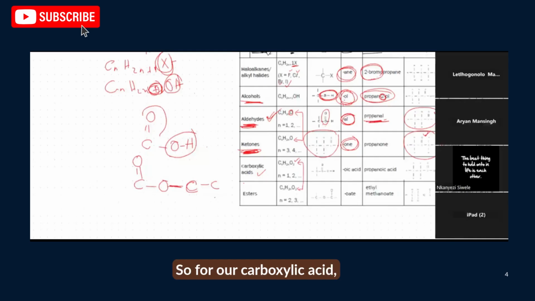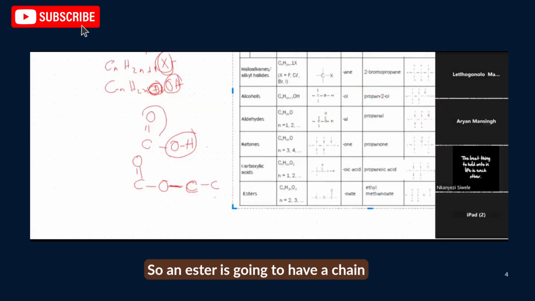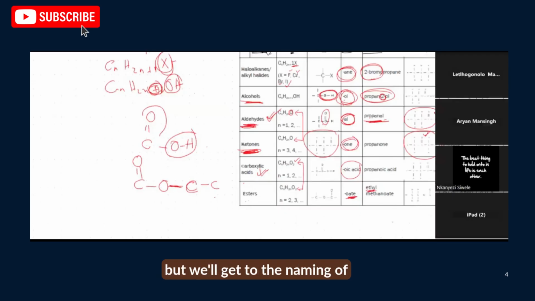So for our carboxylic acid, we're going to add "anoic acid" to the end of our name. And then for the ester, an ester has two parts. So an ester is going to have a chain, and it's also going to have part of the first name, which is an "anoate" and an "ethyl", but we'll get to the naming of our homologous series. So it is very important for you to be able to draw your compounds as a structural formula and also a condensed formula. You need to know the difference.